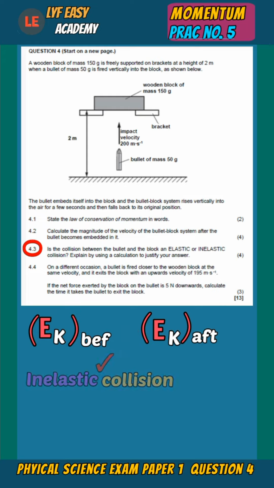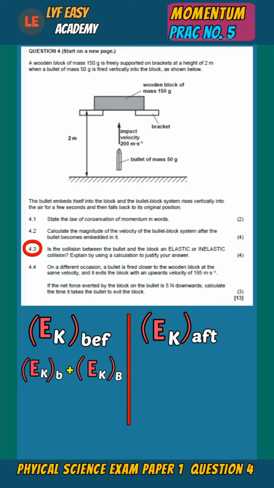Without wasting time, the total kinetic energy before collision is made up of the kinetic energy of the bullet, plus the kinetic energy of the block. Note: this kinetic energy of the wooden block is zero because the velocity is zero. By doing so, we get total kinetic energy before collision is 1,000 joules.